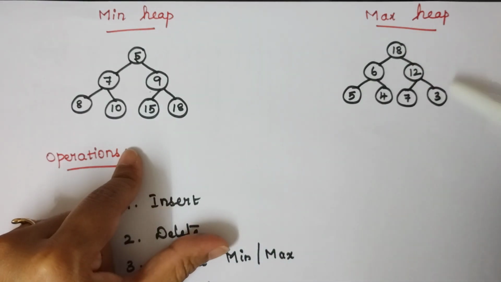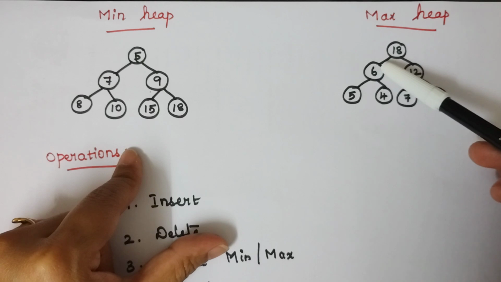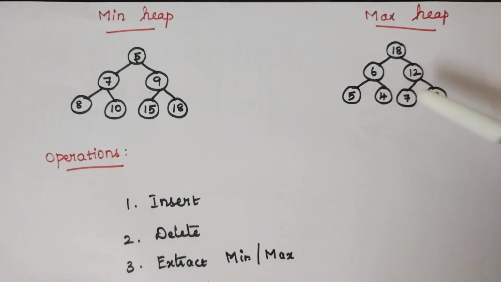And in max heap also, compared with 18, all the other elements are lesser, and compared with 6, all the elements present at its child are smaller. In the same way, when you are going to construct a heap tree, you should follow this property.